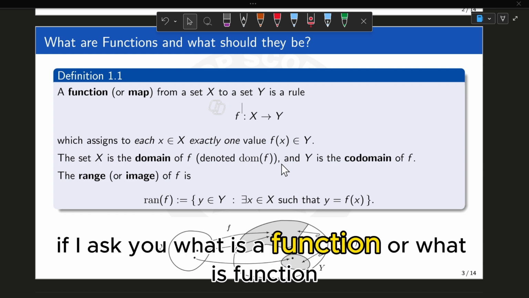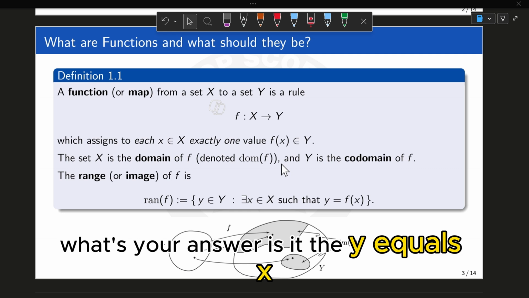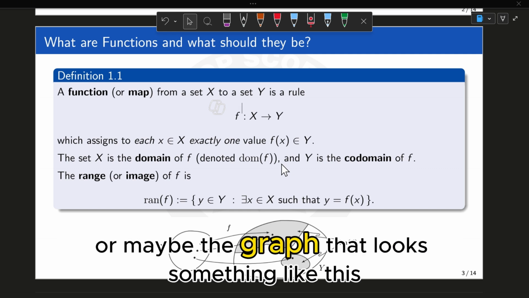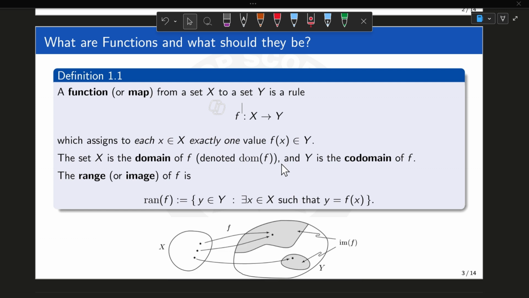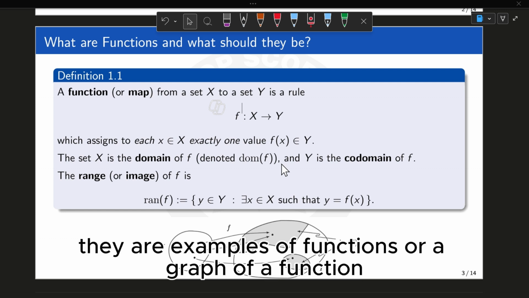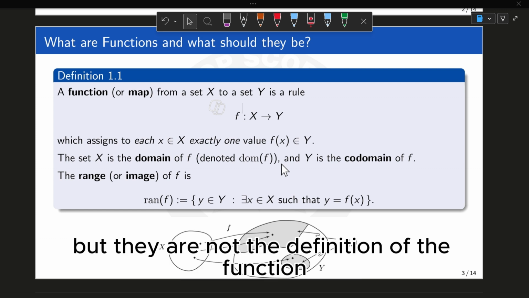If I ask you, what is a function? Or what is function? What's your answer? Is it, say, y equals x, or maybe a graph that looks something like this? They are examples of functions or a graph of a function, but they are not the definition of a function.